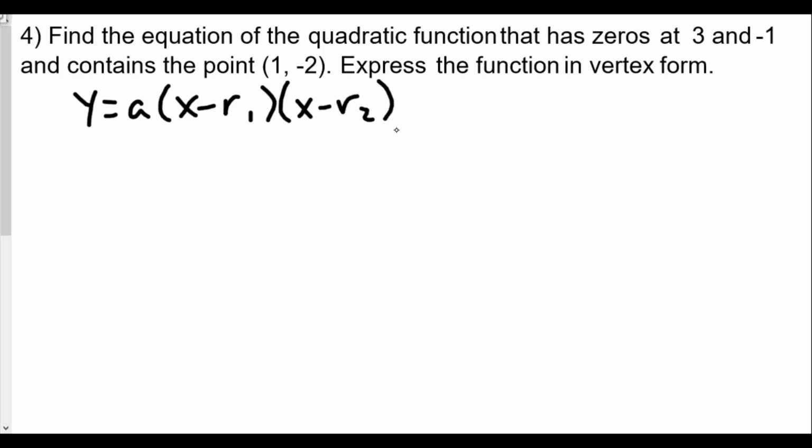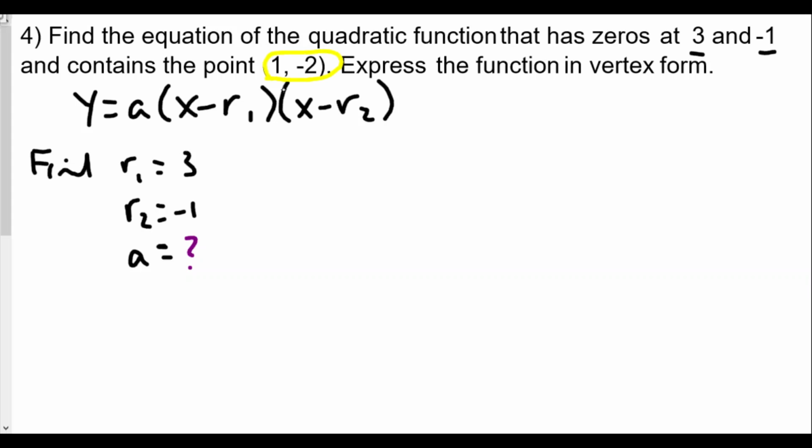And so we want to find r1, r2, and a. Now, the zeros are r1 and r2, so we'll say r1 is 3 and r2 is -1. But we don't know what a is equal to. But we're given a point, and like in the other problems before, we can use that point to figure out our x and y value in our formula.